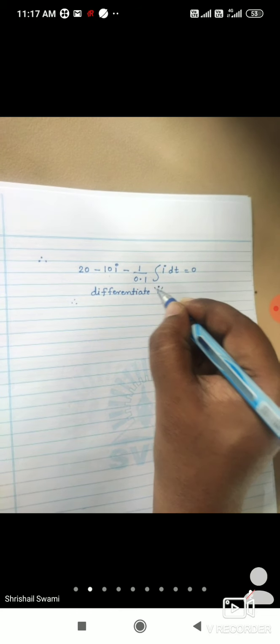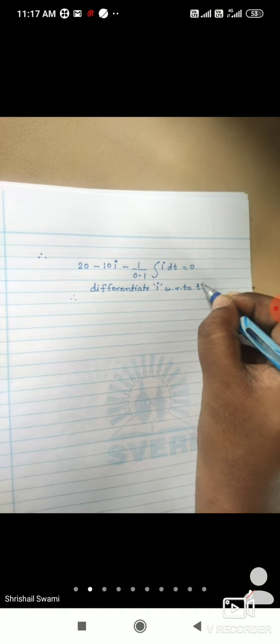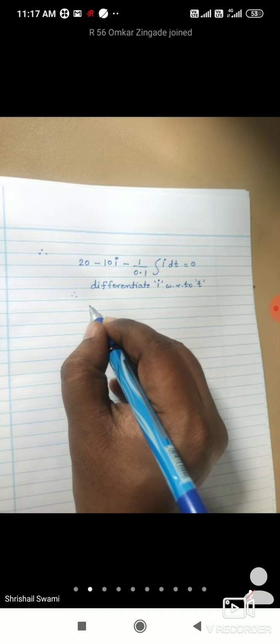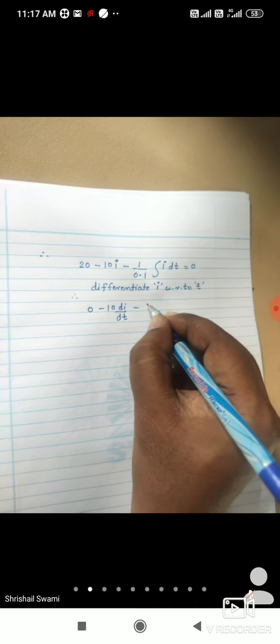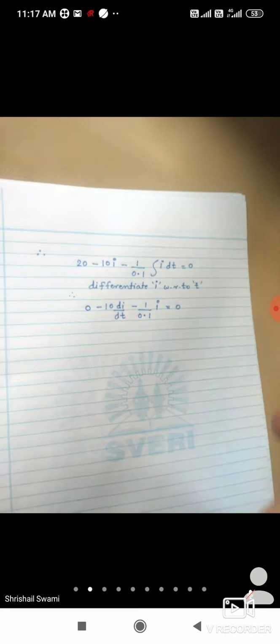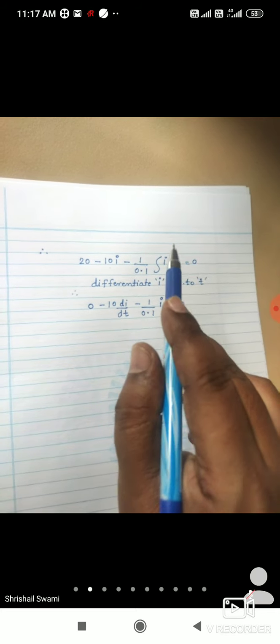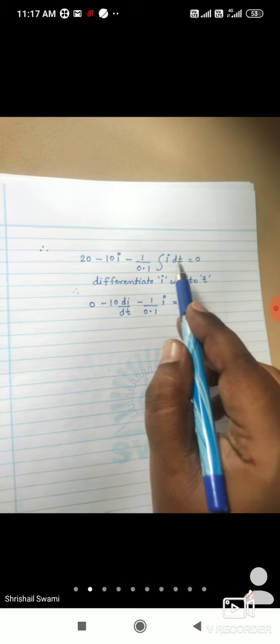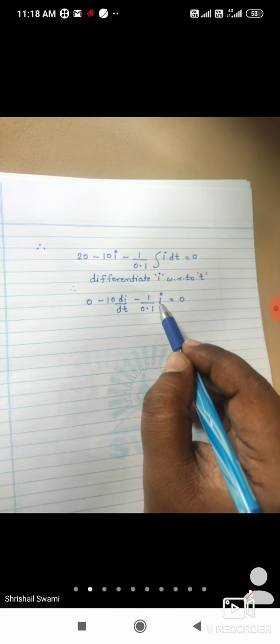Differentiate I with respect to t. So we will get this as 0, then this as 10 into di by dt, and this is 1 upon 0.1. Integration and derivation will get cancelled and only I is remaining, that is 0. Many students are forgetting to write I. They are removing the derivation and integration, and it will take 1. So I should be present here.